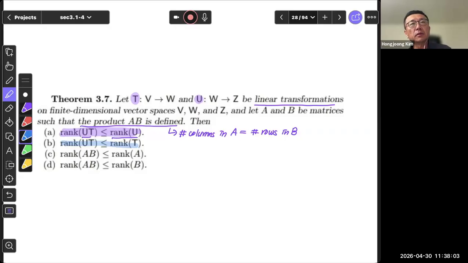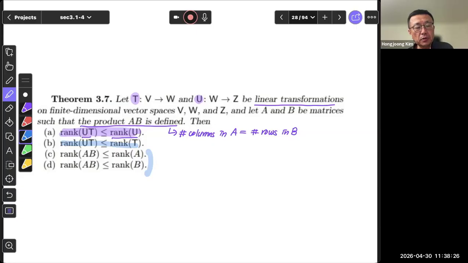Or you may say, if you multiply two matrices, the number of linearly independent columns cannot be increased by multiplying two matrices.